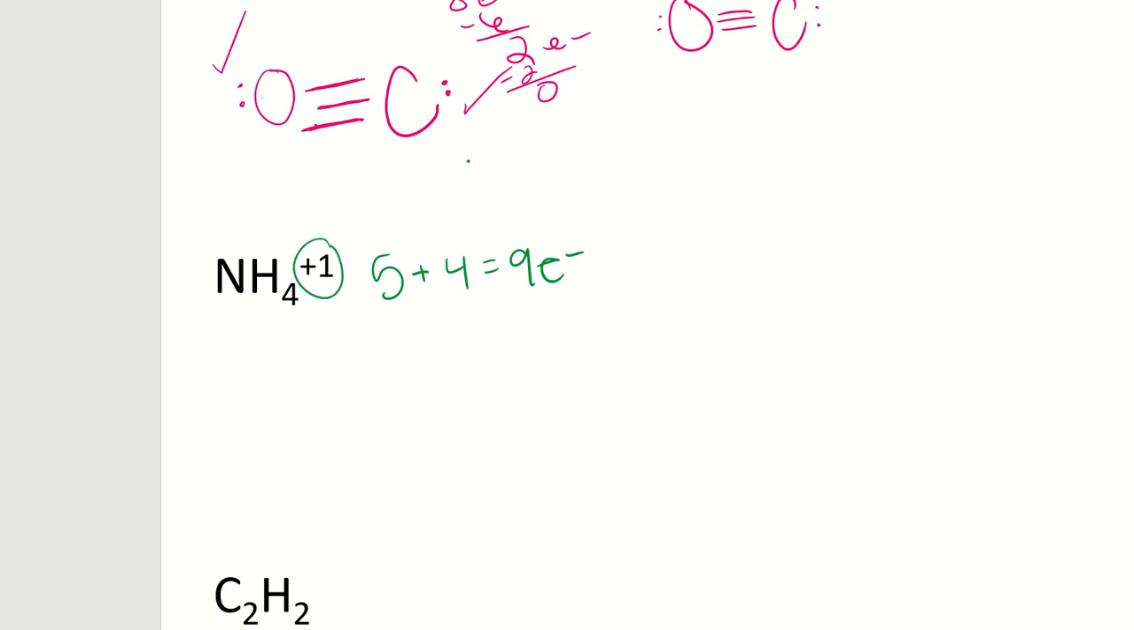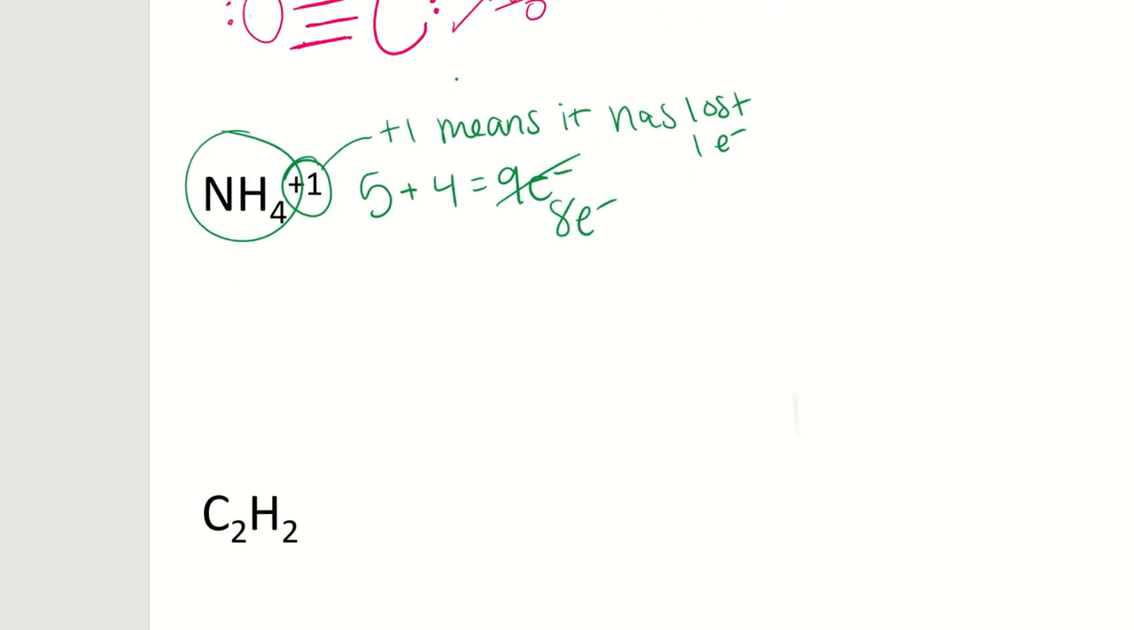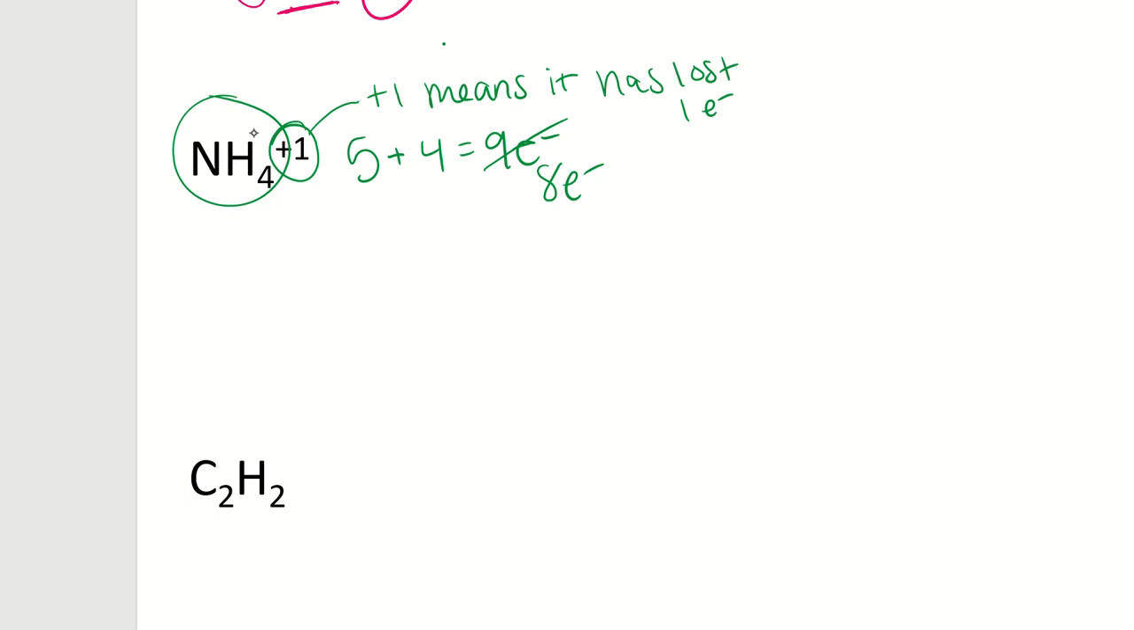But then I have this little +1, and you have to remember that +1 means that this whole thing has lost 1 electron because it has an overall +1 charge. That means it has 1 less negative thing acting on it. So instead of 9 electrons, this actually has only 8 electrons to work with. So I'm still going to draw it the exact same way, but now instead of 9 being my target number, it's going to be 8.